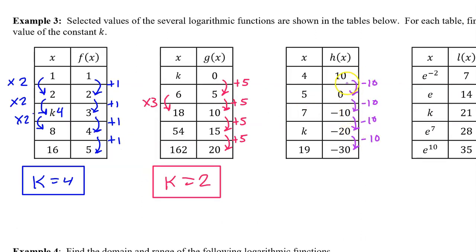For h of x, we see that the output values are equally spaced. However, there is no common ratio found between the input values. The only way h of x is some kind of a logarithmic function is if this is the translation of a log function. We need to add or subtract from these input values until we find numbers that do have a common ratio. Let's start by adding 1 to all of the numbers.